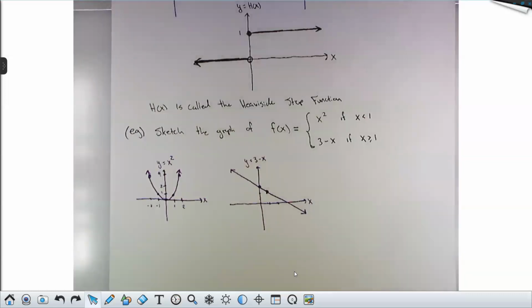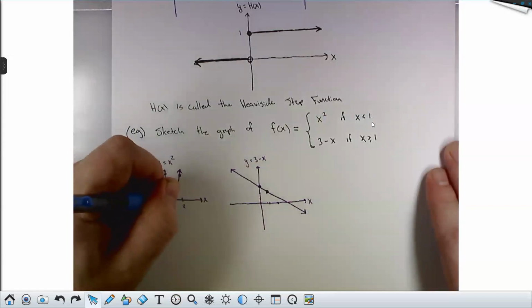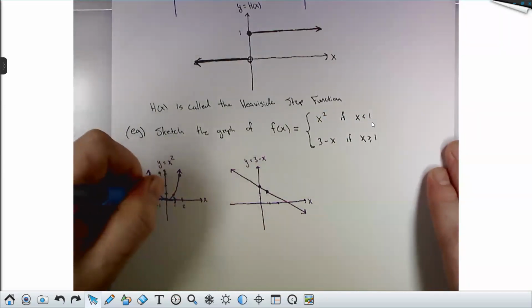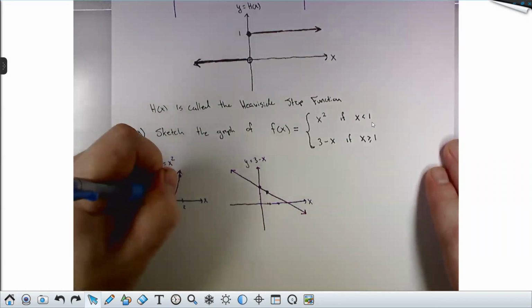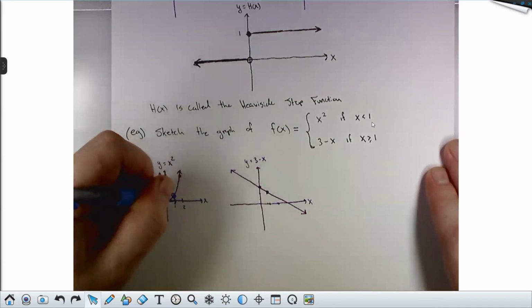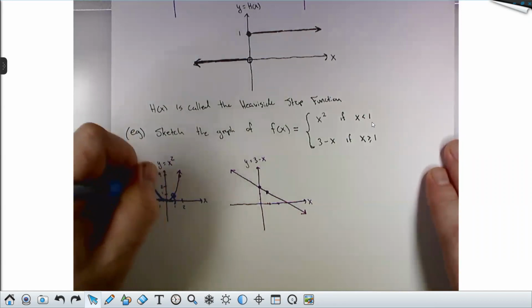Now for each one, I figure out which portion of the graph I'm going to keep. So from the x squared graph, I only want to keep the parts where x is strictly less than 1. Here's 1. Everything strictly less than 1 is the stuff over here to the left of 1. Which means I'm going to have an open circle here, and I'm going to take all of this.